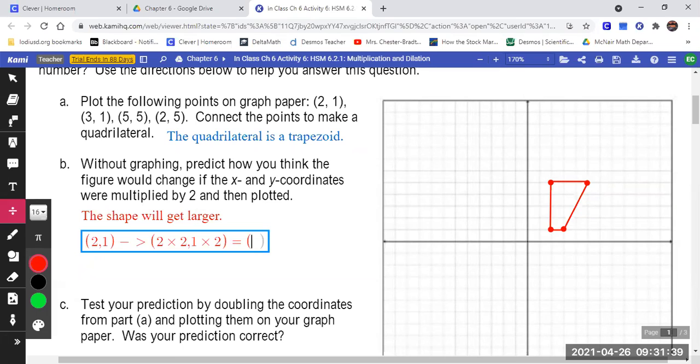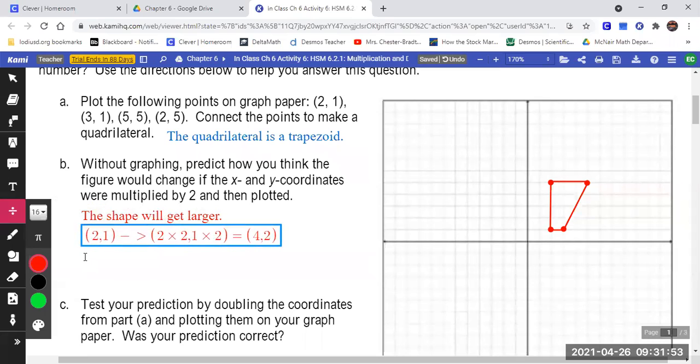Do the math. 4, 2. Okay, so I'm going to repeat that for all of my other 3 coordinates. So I'm going to work smart, not hard, and I'm going to copy and paste this and then just change it up for each of the coordinates.